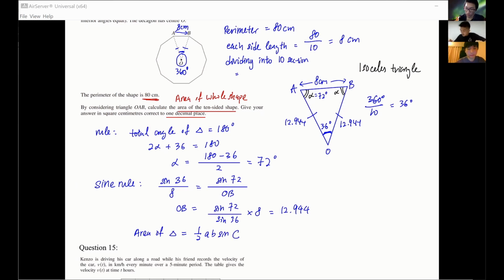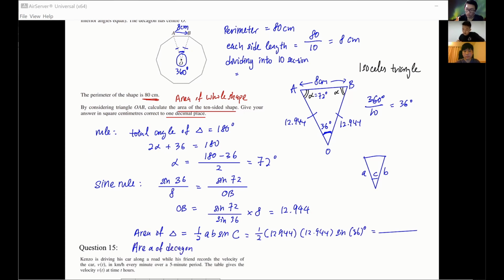This is angle C, this is A, this is B. So to find the area of the triangle is half ab sine C. All you need to do is to key in and substitute the numbers. So a is 12.944, b is also 12.944, and C itself is 36 degrees. Then you will get the area of the triangle. And then the area of the decagon will be just 10 times the area of the triangle. That's your answer.